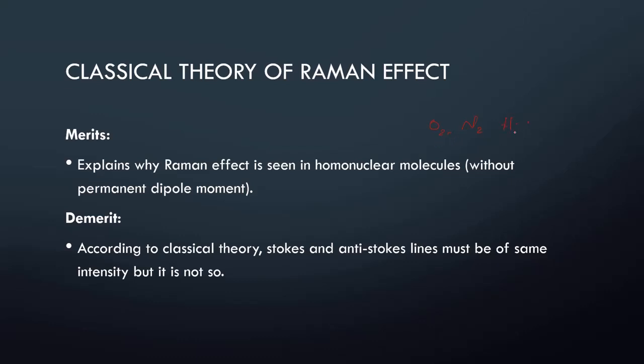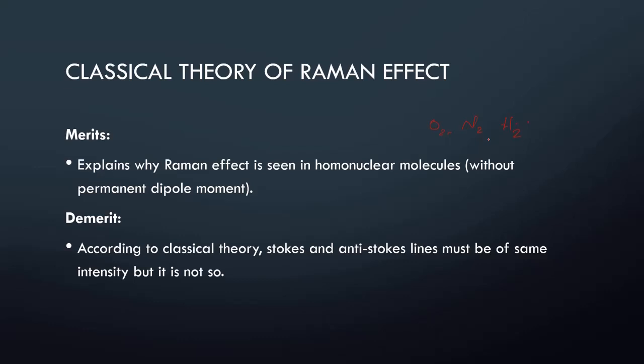So we know that in the Raman effect the molecules need not have a permanent dipole moment, because the dipole moment here is induced by the electromagnetic radiation. So these homonuclear molecules can show the Raman effect. And this theory explains why these homonuclear molecules, even though they don't have a permanent dipole moment, show this Raman effect.